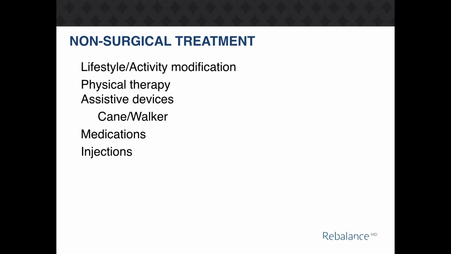Surgery may not always be the best method of treatment for hip disease. Non-surgical treatments include lifestyle and activity modification, physical therapy, the use of assistive devices such as a cane or a walker, the use of medications, or possibly injections.